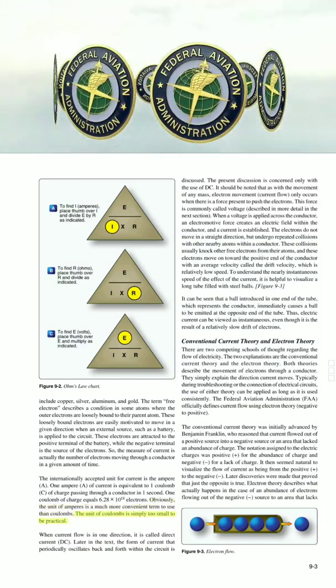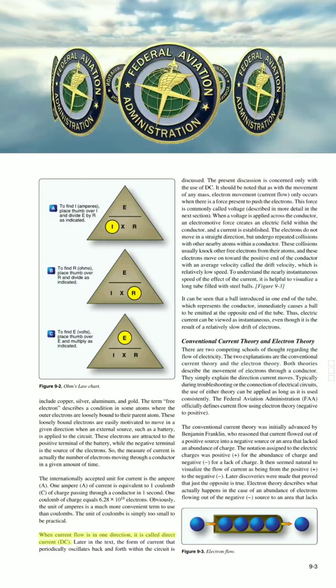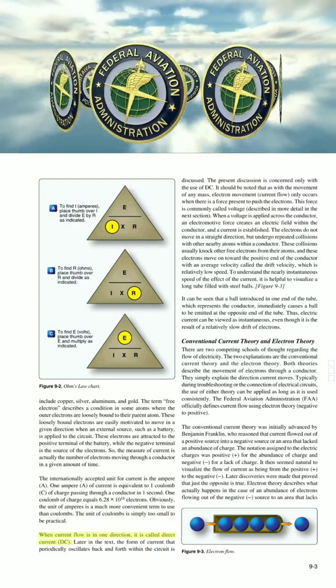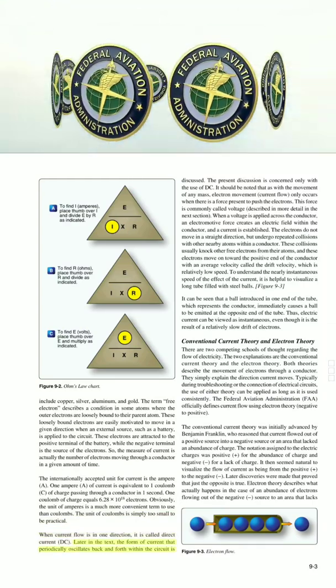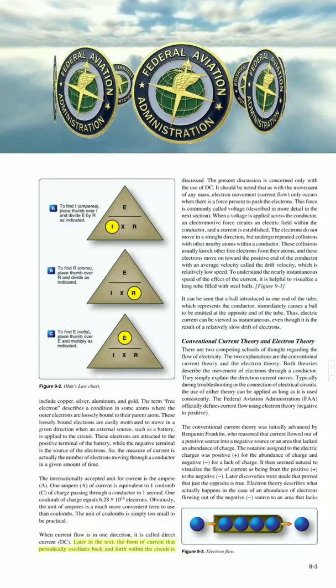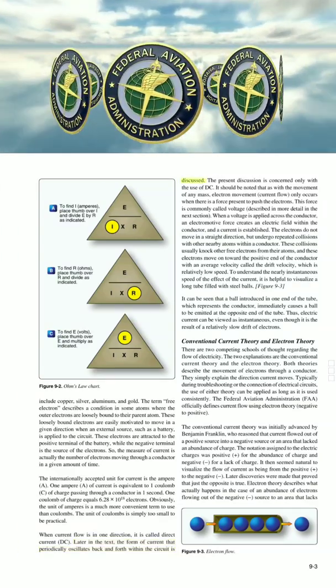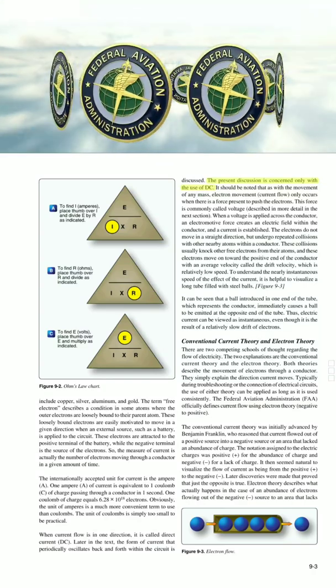The unit of coulombs is simply too small to be practical. When current flows in one direction, it is called direct current, DC. Later in the text, the form of current that periodically oscillates back and forth within the circuit is discussed. The present discussion is concerned only with the use of DC.